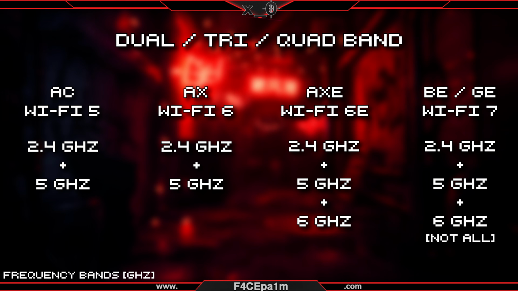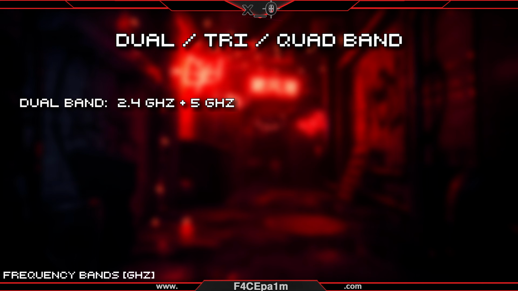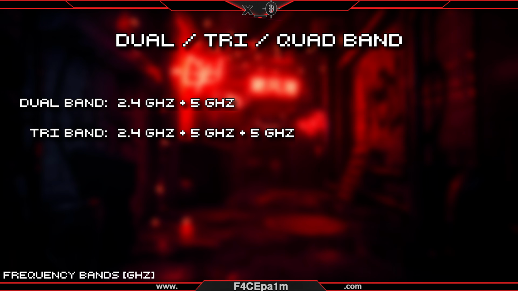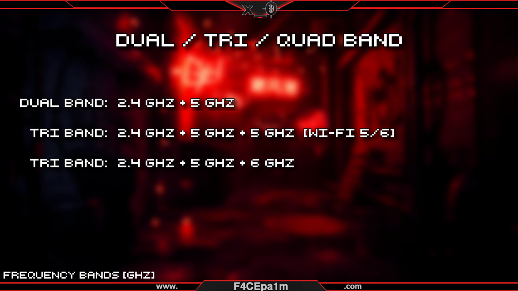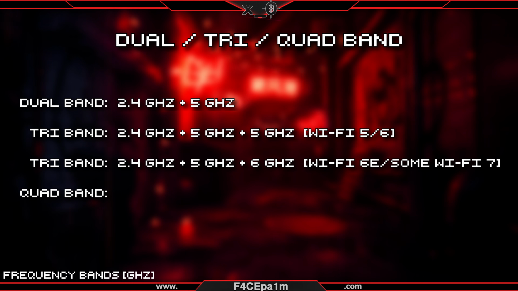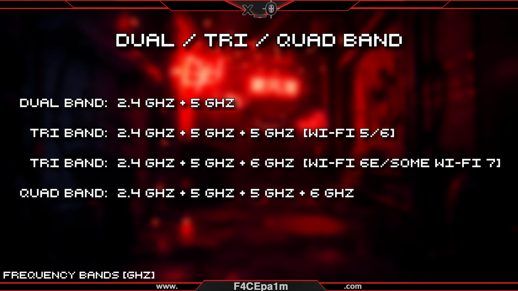Routers can be dual, tri, or quad band, and this is the amount of frequency bands the router has. Dual band will have 2.4 and 5 GHz bands. A tri-band router will have a 2.4 and two 5 GHz bands if it's Wi-Fi 5 or 6, or a 2.4, 5 GHz and 6 GHz band if it's Wi-Fi 6E or on some Wi-Fi 7 routers. And a quad band router will generally have a 2.4, 5 GHz and a 6 GHz band on it.